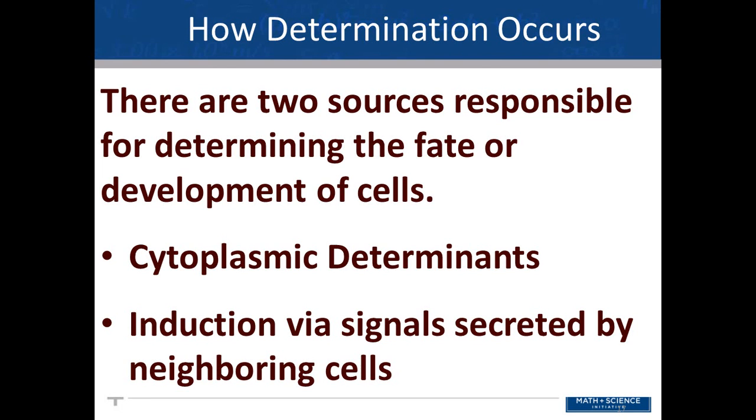So now we know what determination is. The question is, how does it occur? So there are two sources responsible for determination. One is the use of what we call cytoplasmic determinants that are found within the zygote or the egg itself. And then another way a cell can become determined is by induction, or signals secreted by neighboring cells.